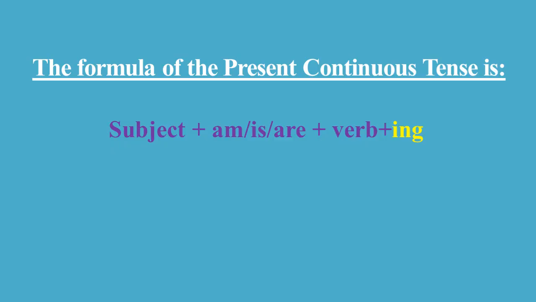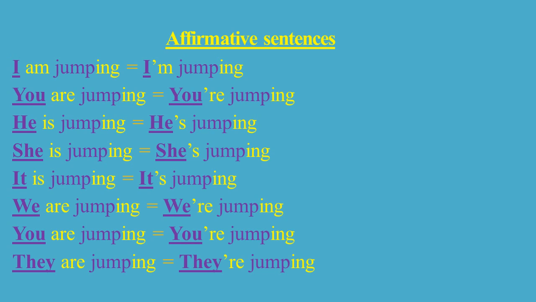So how do we make it? We usually make the present continuous with the formula, that is subject plus am, is, are plus verb plus ing ending. And we usually make affirmative present continuous tense sentences in the next way. For example, I am jumping or I'm jumping. You are jumping, you're jumping. He is jumping, he's jumping. She is jumping, she's jumping. It is jumping, it's jumping. We are jumping, we're jumping. You are jumping, you're jumping. They are jumping, they're jumping.